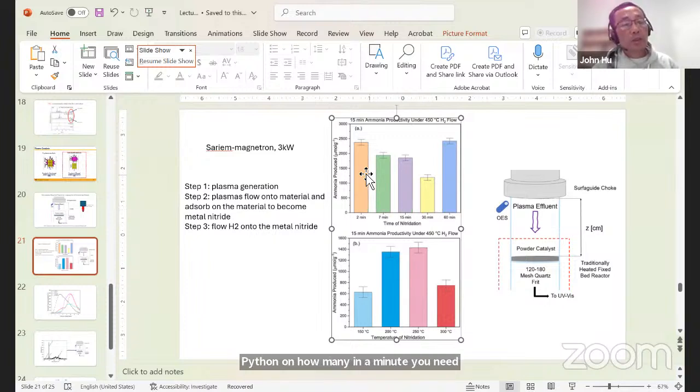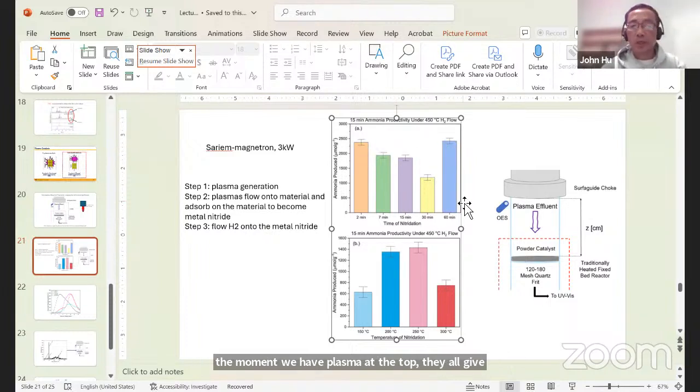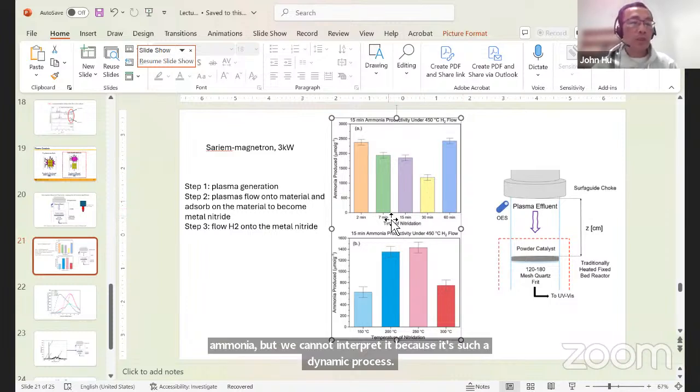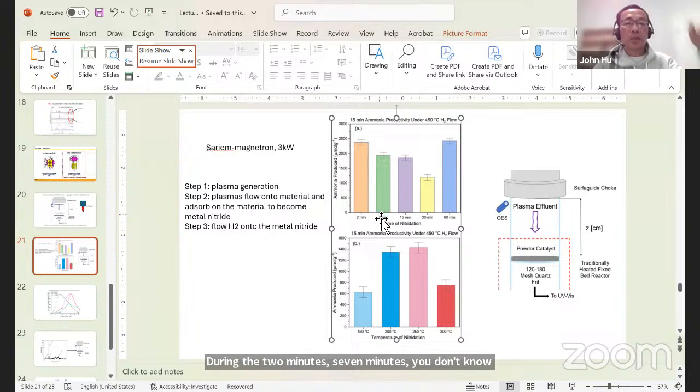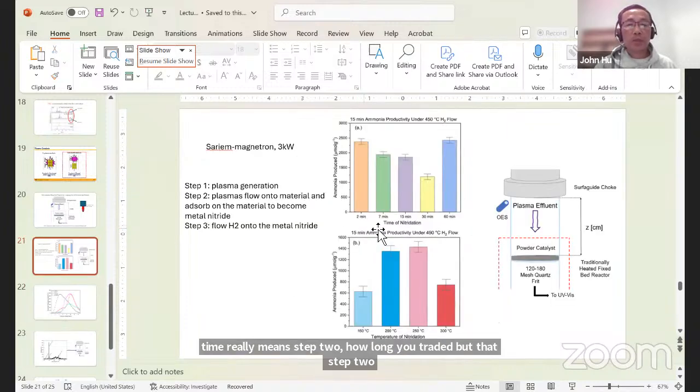But regardless, the moment we have plasma adsorption, they all give ammonia. We cannot interpret it because it's such a dynamic process. During the 2 minutes, 7 minutes, you don't know, since there's no equilibrium going on, how much the plasma interacts with the surface. So that's the first one. The time really means step 2, how long you treat it. But for step 2, the time really doesn't matter. So 2 minutes is sometimes good enough.